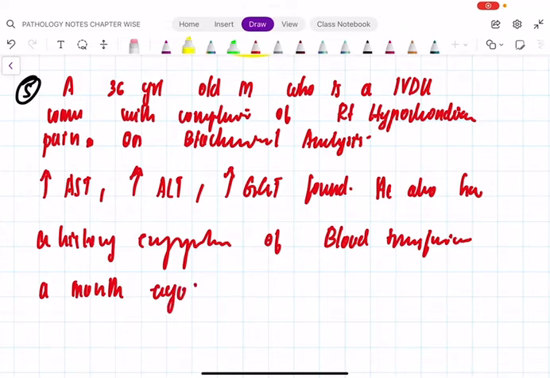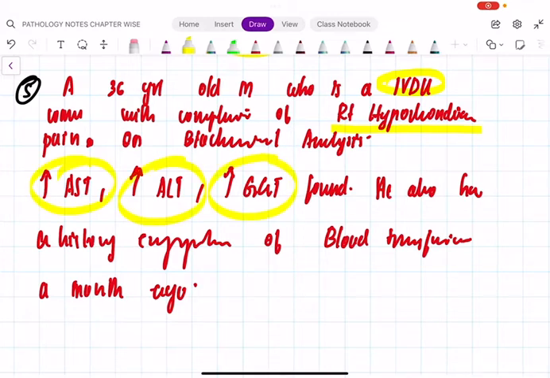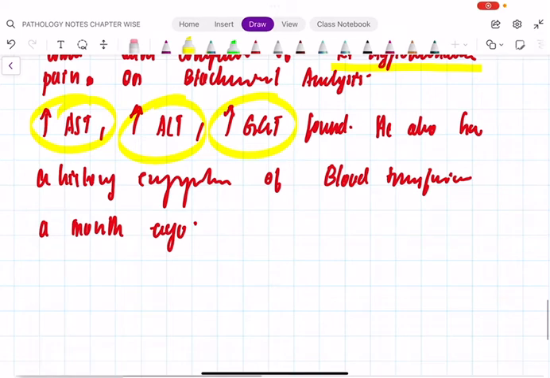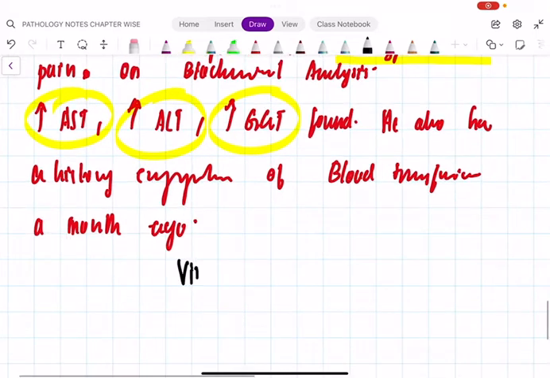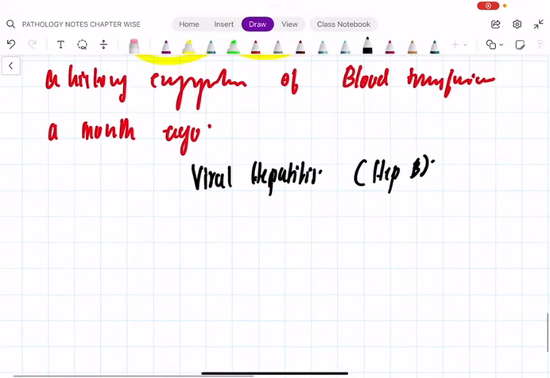See, intravenous drug abuse, right hypochondrial pain, increased AST, ALT, GGT. Mostly it is a case of probable diagnosis. You should not say the definite diagnosis. Some problem with the liver and history of intravenous drug abuse or blood transfusion suggests it may be a case of viral hepatitis, most commonly hepatitis B. So that is the first question.